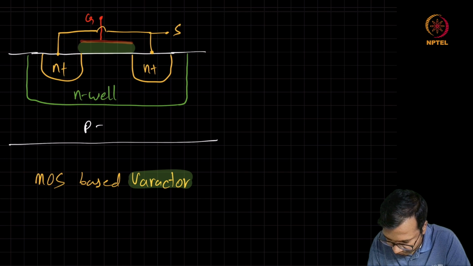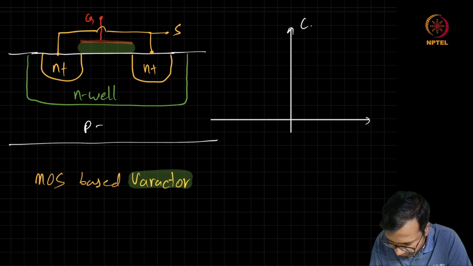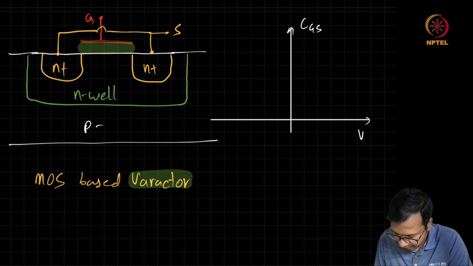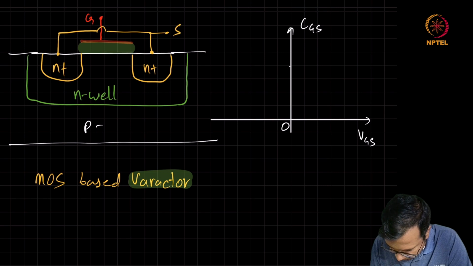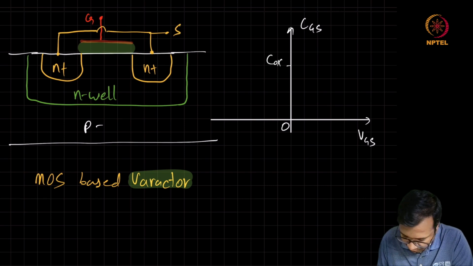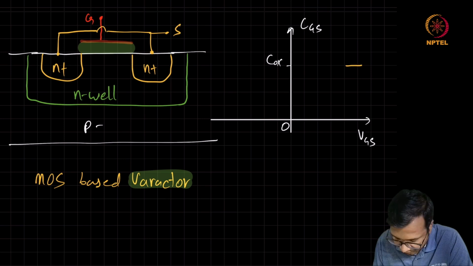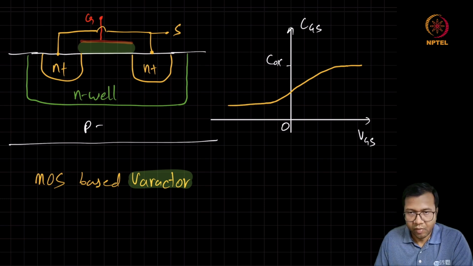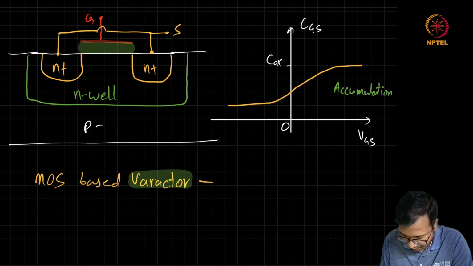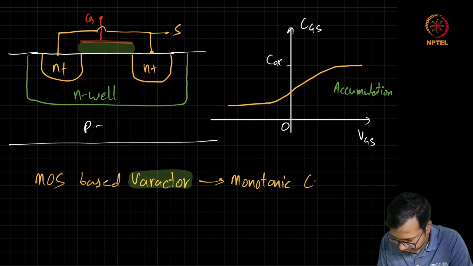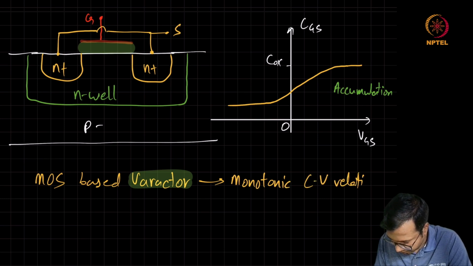and if we look at the CV behavior, then the capacitance between these two terminals, say CGS versus VGS, is again going to be close to the oxide capacitance for high values of VGS, where it is going to reduce with VGS in a monotonic manner. So here it is in accumulation. A monotonic CV relationship.